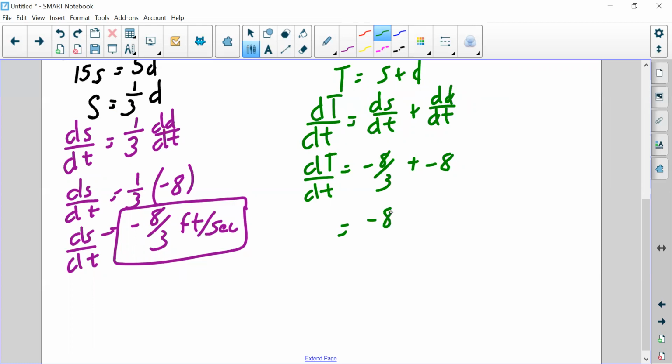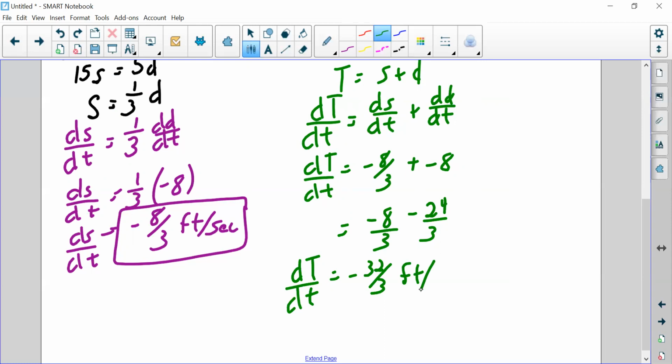So let's get a common denominator. I need to multiply this by 3, right? Okay. What's -8 minus 24? -32. So -32 over 3. So big T is measured in what units? Feet, and time is measured in seconds. And so the tip of the shadow is decreasing at a rate of 32 over 3 feet per second.